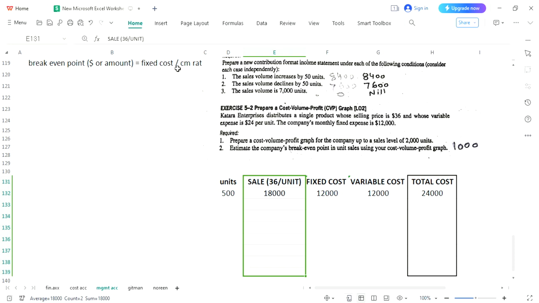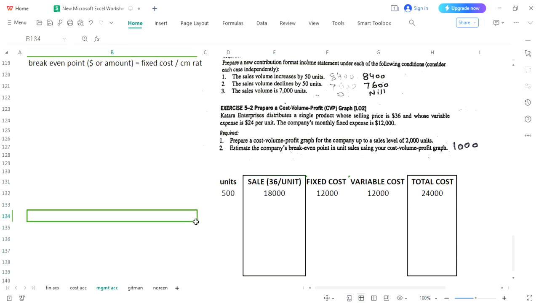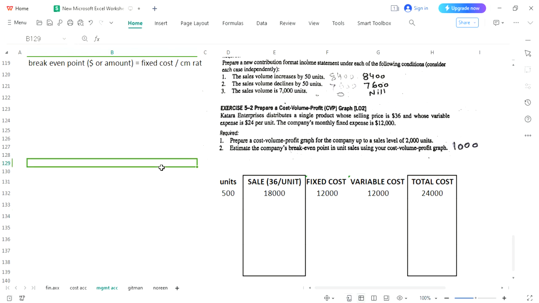If you want to know your break-even point, you will calculate this break-even point with the help of a graph. Let's calculate the break-even point first directly. Break-even point in terms of units. How would you calculate it?